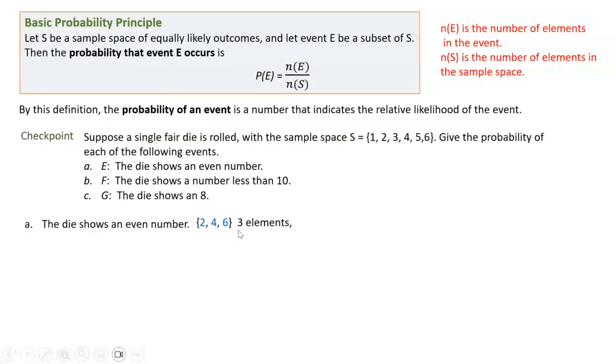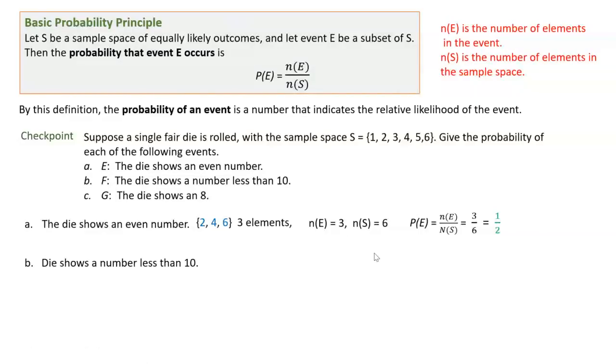An even number will be 2, 4, 6, which will be 3. So N of E is 3 and N of S is 6. So the event of an even number is the number of outcomes that are even over the number in the sample space, which is 3 over 6, equal to 1/2.